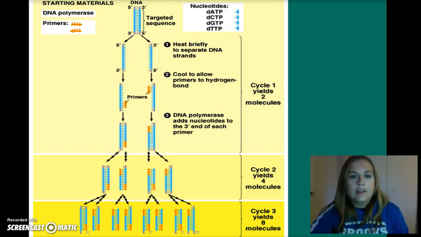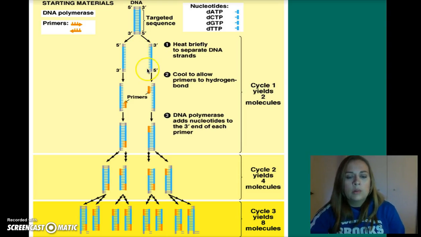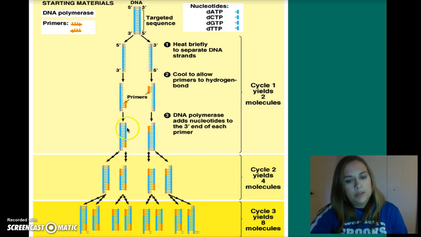So here we have the targeted sequence of DNA. You're going to heat it briefly, and when it's heated up, it's going to separate, and then you're going to cool it down. That will allow primers to hydrogen bond. DNA polymerase will then copy the nucleotides the same way as replication always happens.